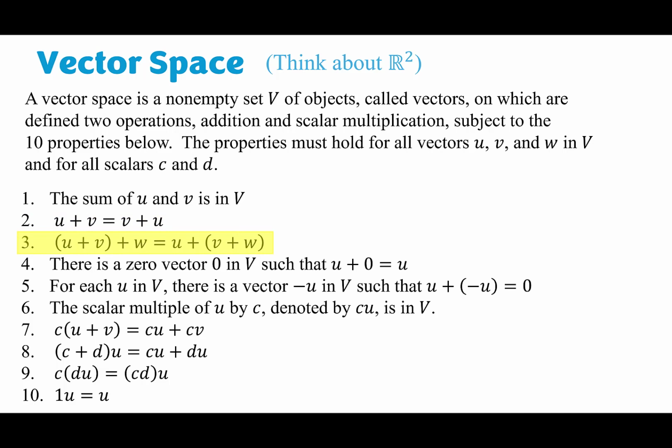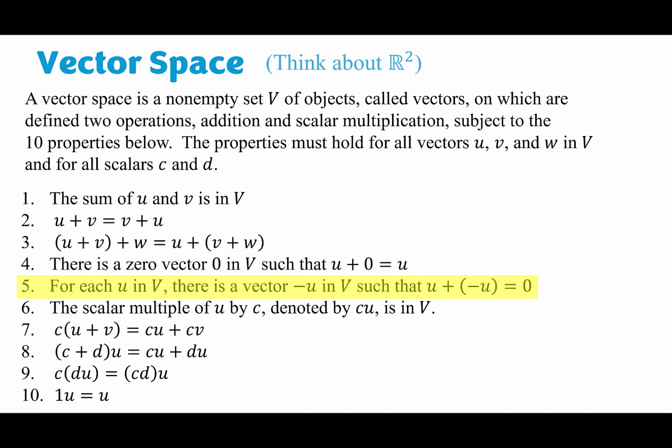All right, the next one: if you have three vectors and you add u and v together first, or v and w first, and then the remaining one later, it doesn't matter which order you add those together. Property 4: there is a zero vector, denoted by 0, in V such that u plus 0 equals u. So in R2, the zero vector would be the vector (0, 0). And R2 satisfies that property, because if you take any vector in R2 and add (0, 0), you still get the same vector that you started with.